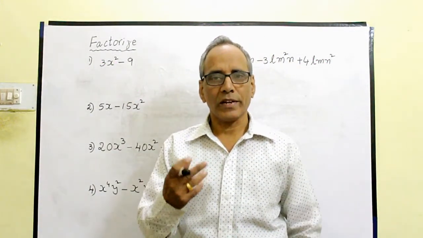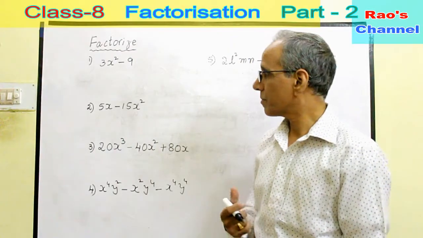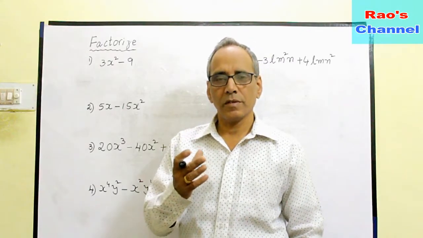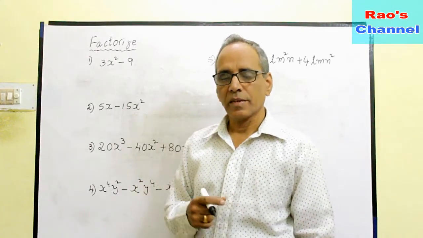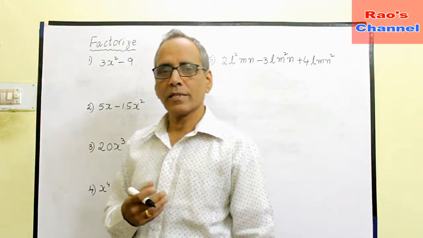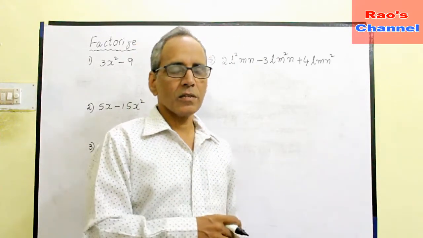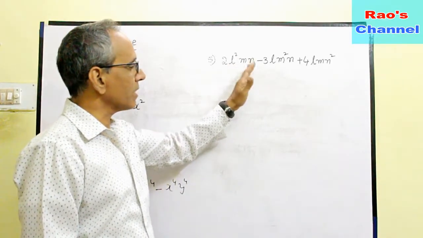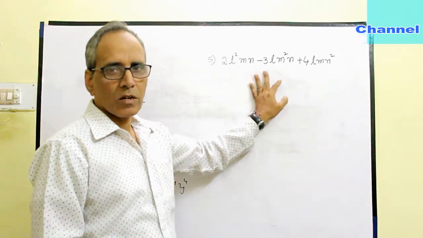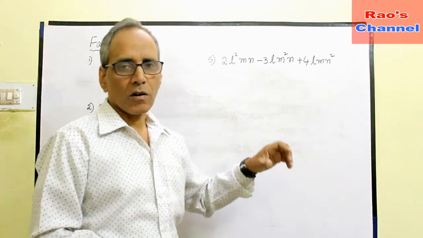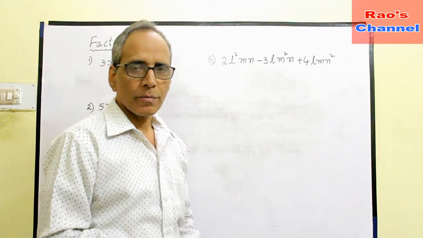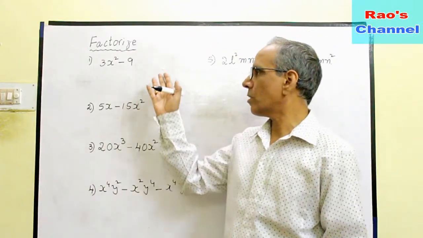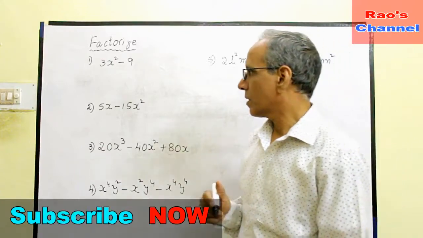Today we continue the factorization of class 8. In the previous session we learned how to find the H.C.F of a group of monomials. Here we have some binomials and trinomials. Here also we factorize these three binomials. Of course, we see separately each one is a monomial or binomial or trinomial, but they have a common factor, that is the H.C.F. So by using H.C.F, how to factorize these expressions, maybe binomial or trinomial, let's see now.